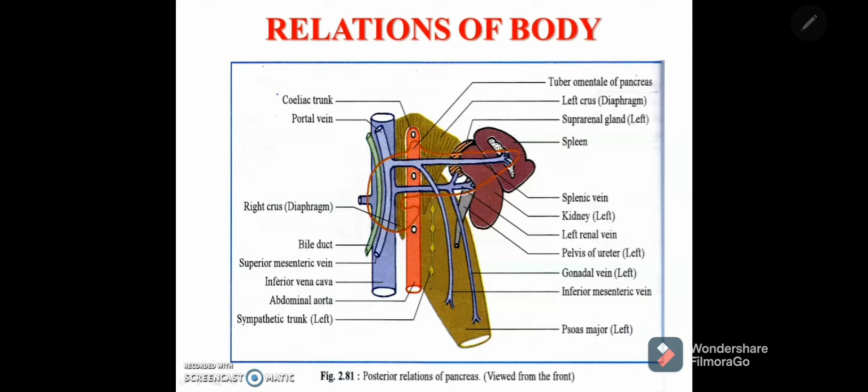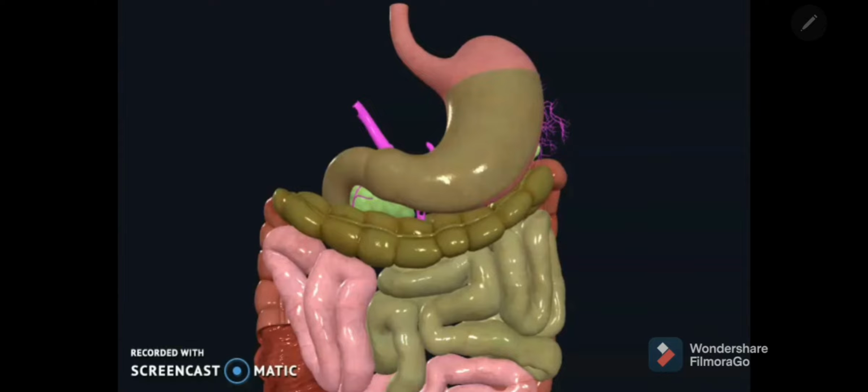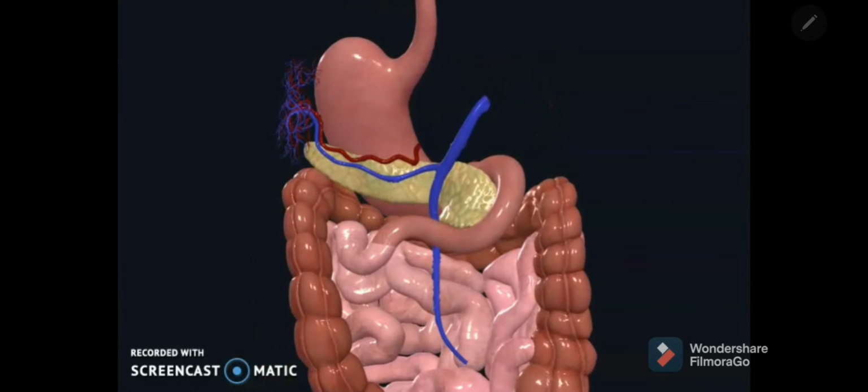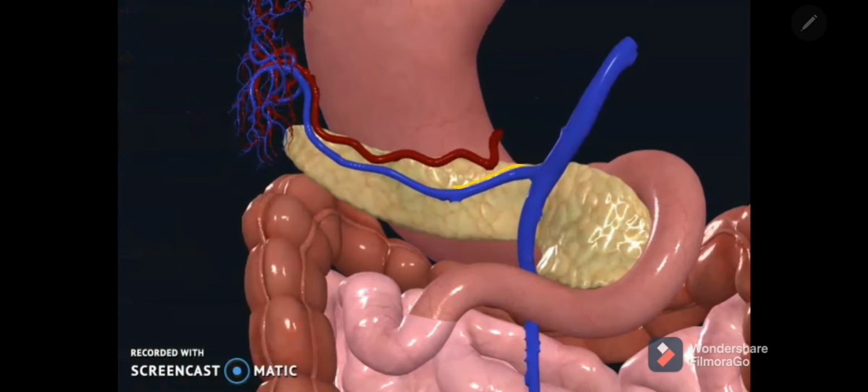Left crus of diaphragm, left kidney, left suprarenal gland, left renal vessels, abdominal aorta, and the splenic vein. Splenic vein is related to the posterior surface by the groove. And in the animation, when you isolate the pancreas with its structures related, you can notice here the formation of the portal vein, superior mesenteric vein, and here you can see the splenic vein, which is related to the posterior surface.